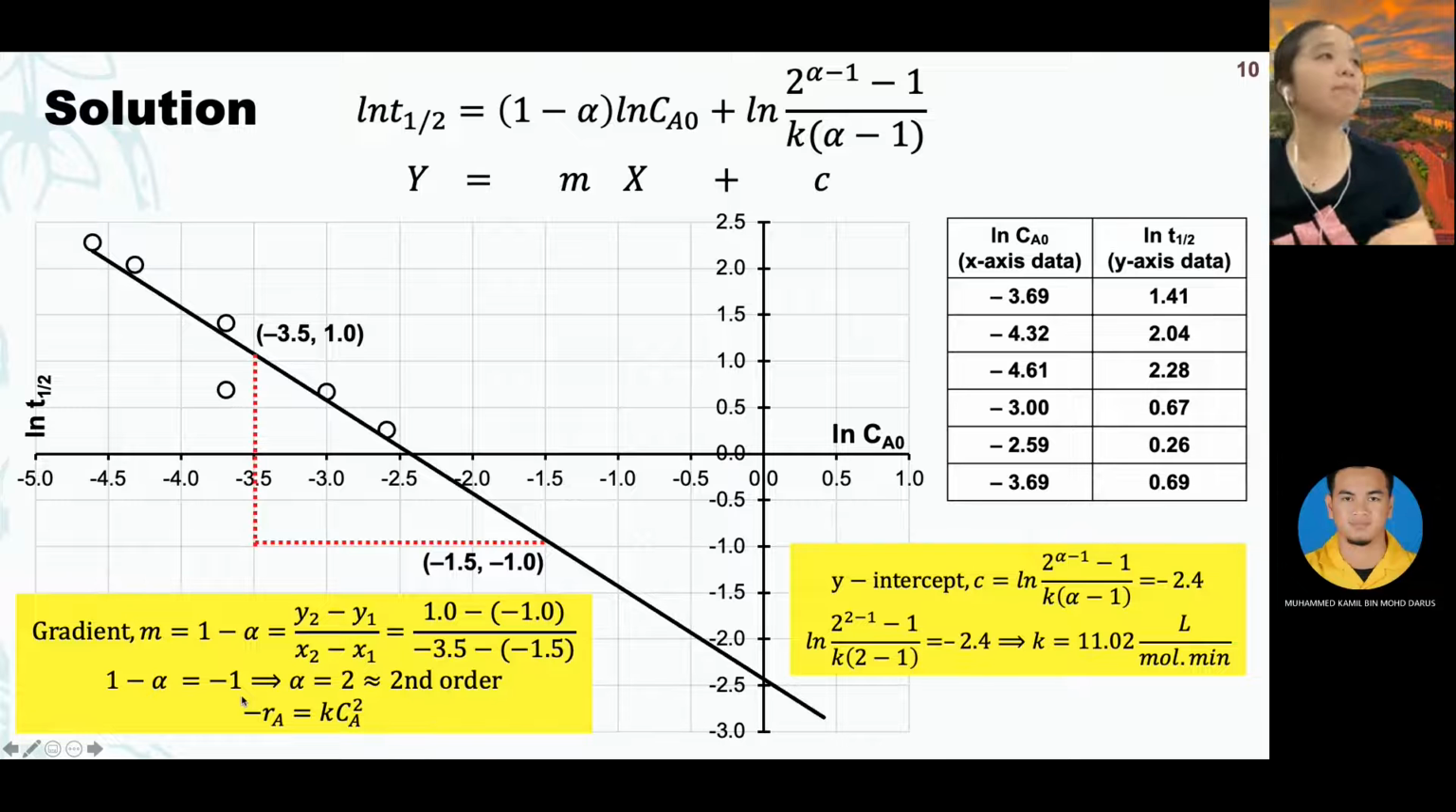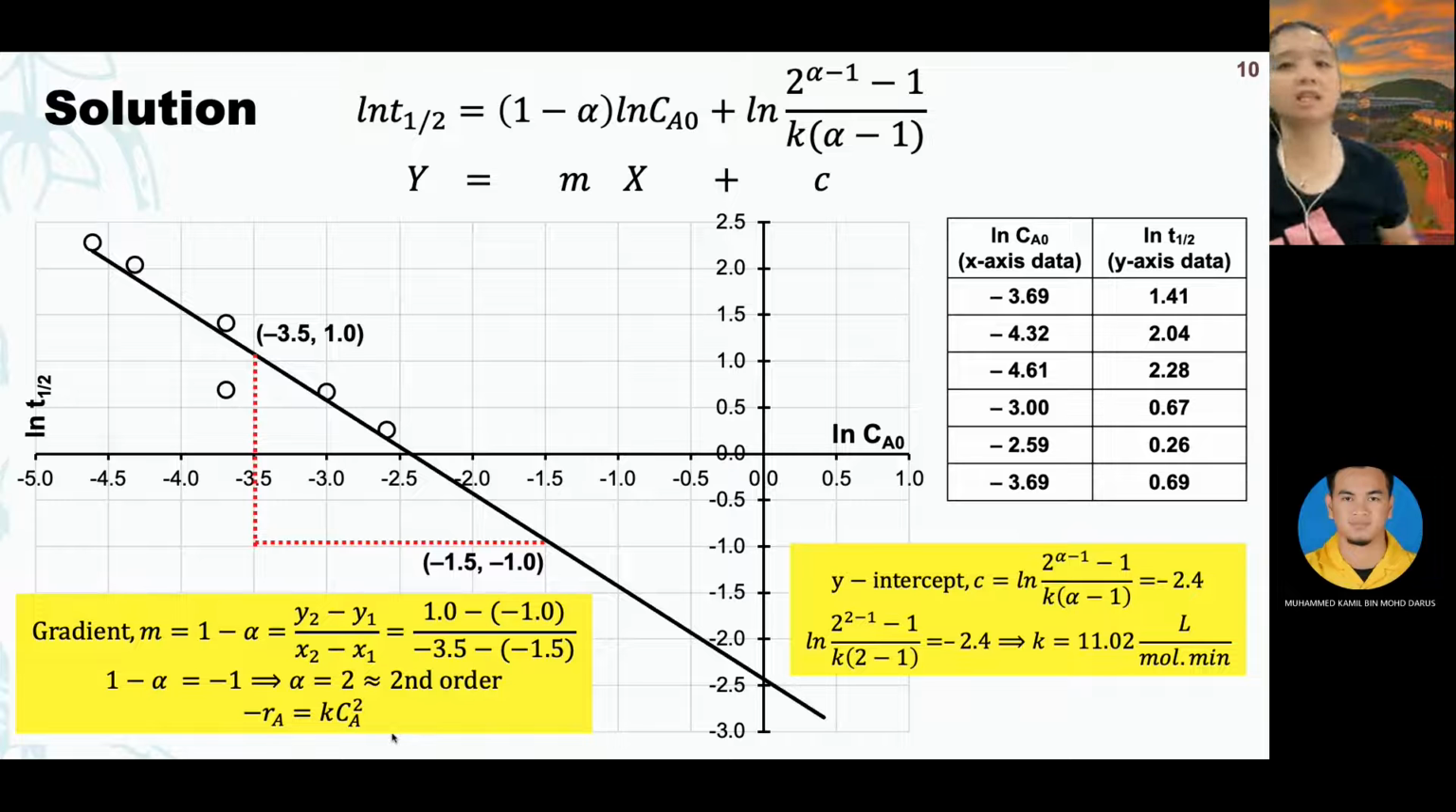Alpha dia bukan negative 1 sebab daripada equation, gradient M tu equal to 1 minus alpha. Means 1 minus alpha equals to negative 1. Then only you get your alpha. So your alpha is actually 2, or we can say second order. So apa maksud second order? Means rate law dia akan menjadi minus RA equals to K CA power of 2, sebab dia adalah second order with respect to A. So jadi K CA power of 2. Done. Okay. Then next, cari K.